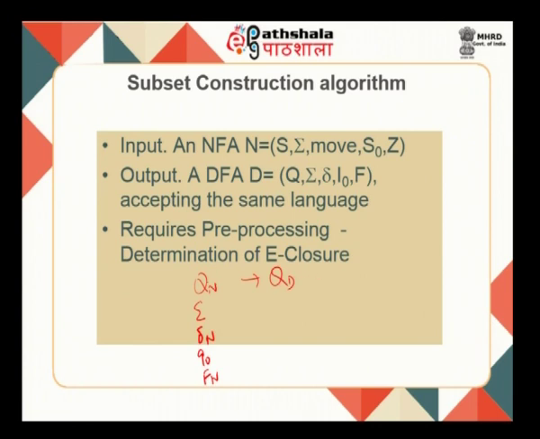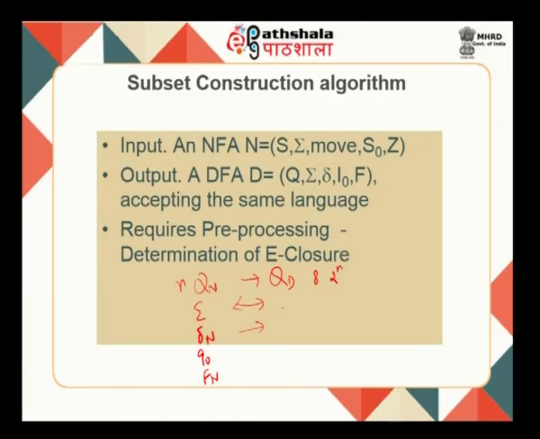So, here if it is 1, 2, 3, 3 states are there. How many possible states are there in your DFA? You can have 8 possibilities, which is 2 power n. Okay. So, if I have n states in my NFA, I could have 2 power n states in my DFA. Sigma is the same, because both are going to cater to the same language, and from delta n, I have to get delta d.